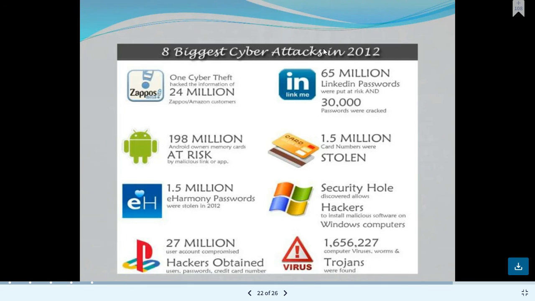These are the eight biggest cyber attacks in 2020. Japos: 65 million LinkedIn passwords were hacked. 198 million Android Honor memory cards, and 1.5 million card numbers were stolen. 1.5 million Harmony passwords were stolen in 2012. Security holes were discovered that allow hackers to install malicious software on Windows computers. 27 million user accounts were compromised. Hackers obtained user passwords and credit card numbers as well, and viruses, worms, and Trojan horses were found on 1,656,027 computers.